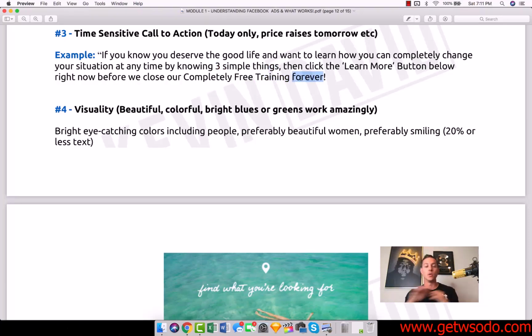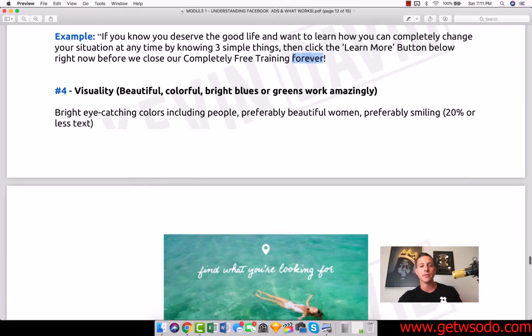People hate ultimatums. People hate finality. If something's closing tomorrow forever, then people are going to take the extra effort to join it now because it's the last time that they can ever do it.